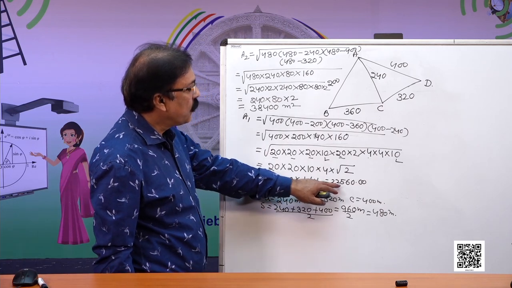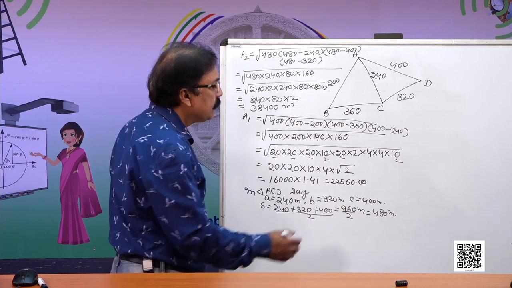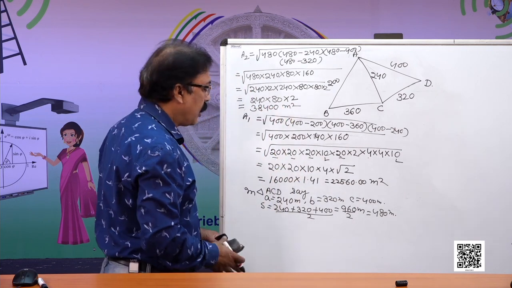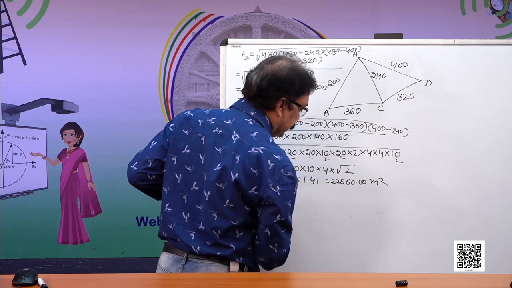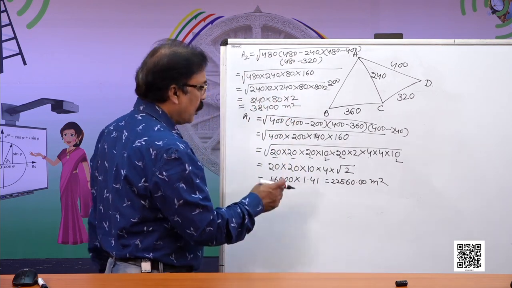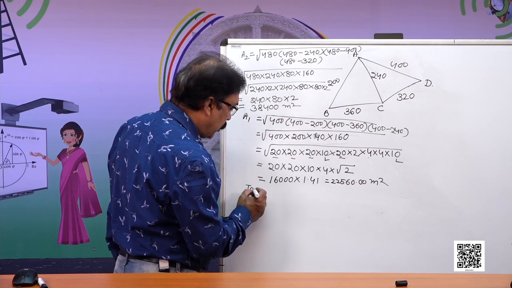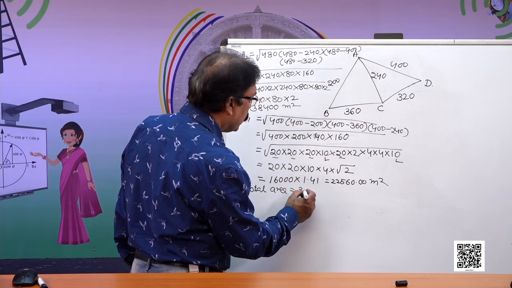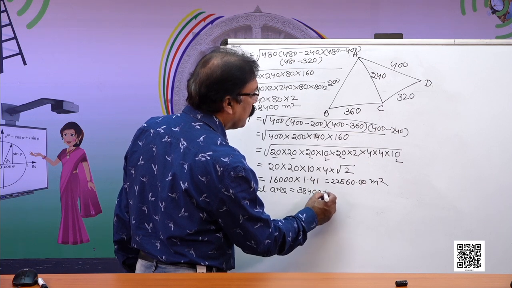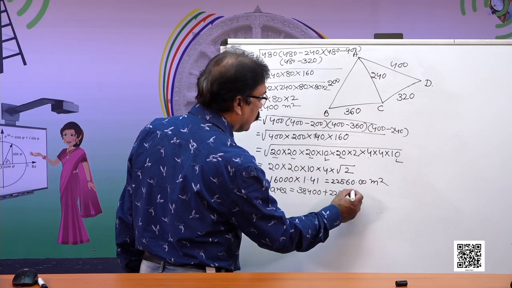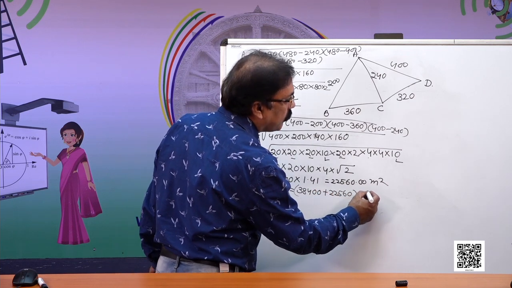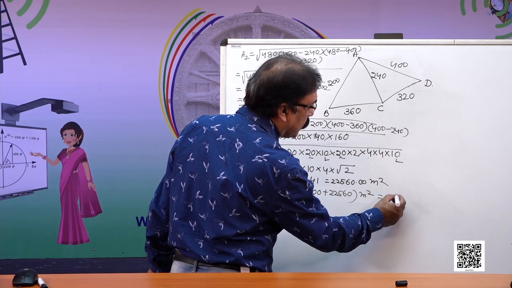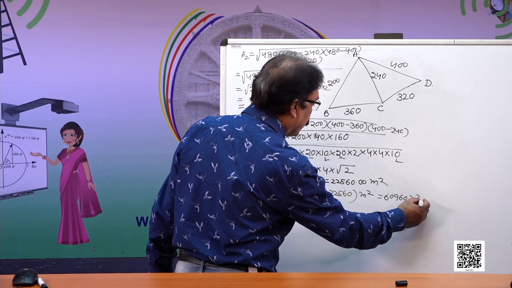Now you see, we have two areas. One is 22560 meter square, and the other is 38400 meter square. So what is the total area? So, total area is equal to 38400 plus 22560, this much meter square, that is 60960 meter square.